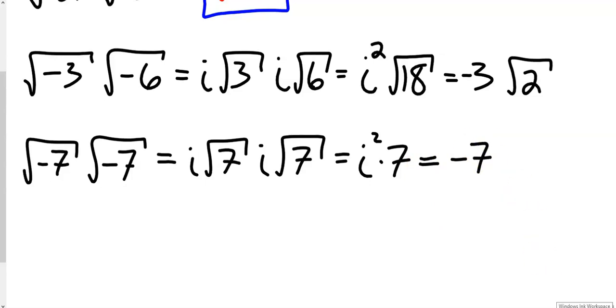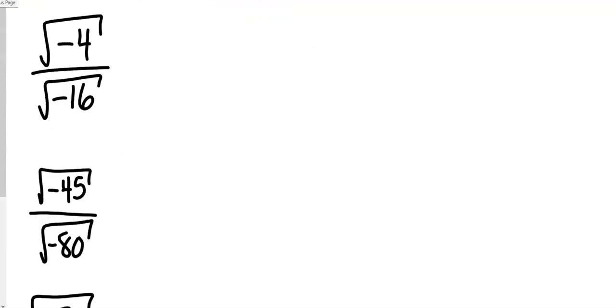Okay? Just follow those same steps that we did before. Numbers multiply numbers, radicals multiply radicals. But before you do that, just let the i pop out front. So I've got 3 more examples here of dividing. So let's talk about those.